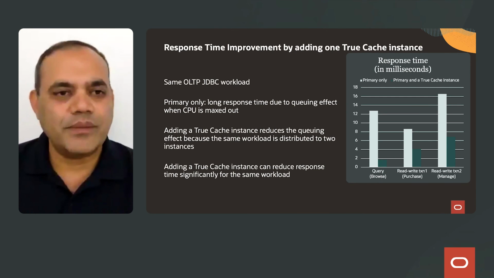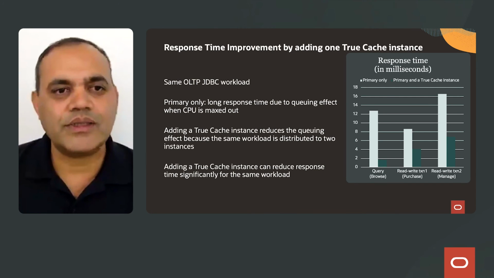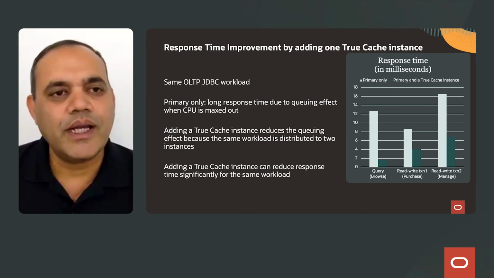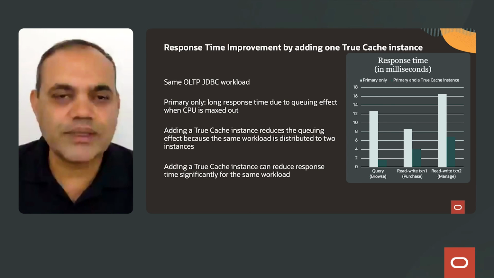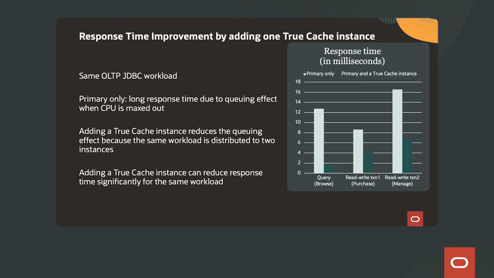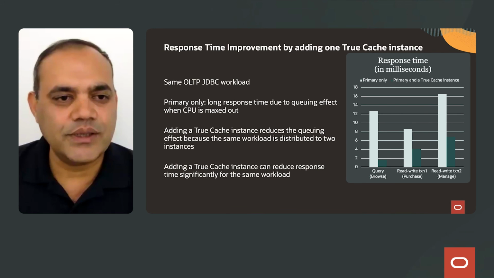In this experiment, we ran the same online transaction processing JDBC workload, and we measured the improvements in the response time by adding a TrueCache instance. The primary database was heavily loaded and hence was resulting in long response time due to the queuing effect when the CPU is maxed out. Adding a TrueCache instance reduces the queuing effect because the same workload is now distributed to two different nodes.